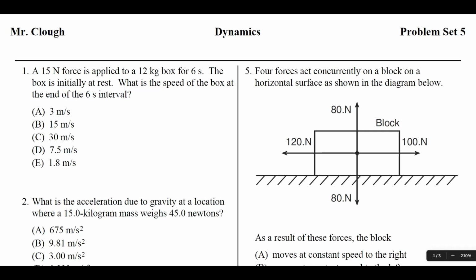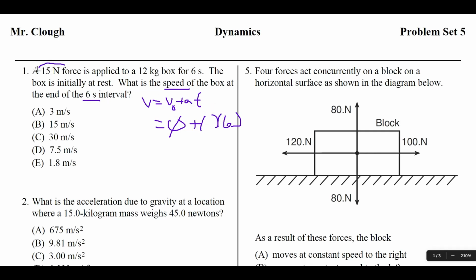Now, why is this important? Because the question asks, what is the speed at the end of the 6-second interval? Now, this is very clearly a kinematics question. In my mind, I'm thinking, okay, I'm going to have to do v equals v naught plus at for this. But the problem is I don't have the acceleration. I have everything else. I know it starts at rest. I know the time is 6 seconds. The problem is I just don't have the acceleration term.